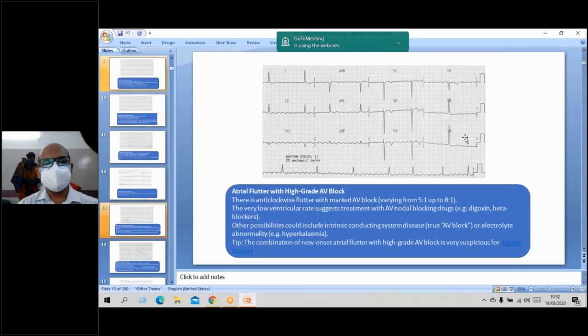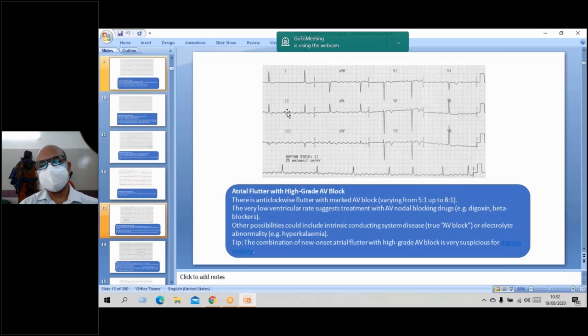This is also. You always mention positive deflection in V1, positive flutter in V1, V4, V2, V3, but negative in 2, 3, aVF area, negative flutter waves, sawtooth appearance. Do you know? Sawtooth appearance. So that you don't make mistakes in the exam. Never miss this picture.